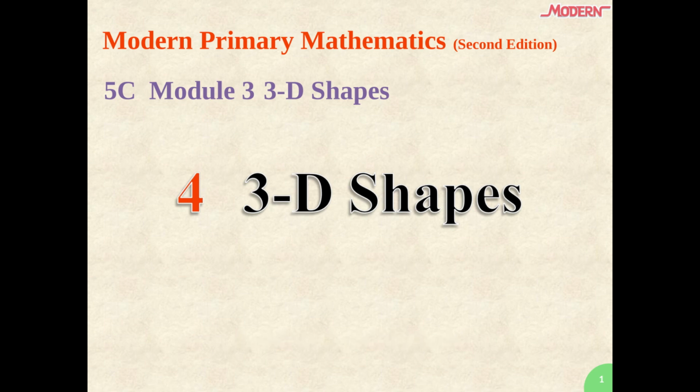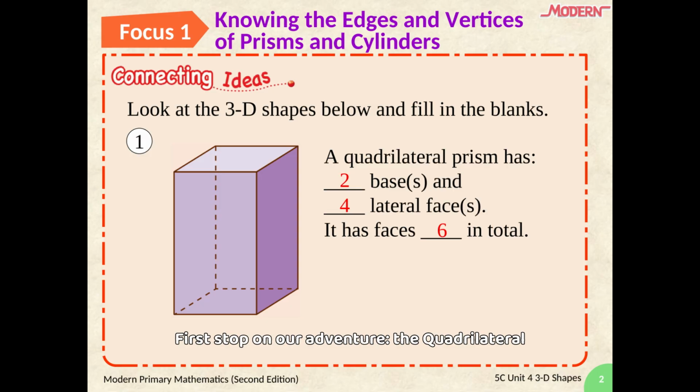Let's dive in. First stop on our adventure, the quadrilateral prism. Sounds fancy, right? But wait, don't let the big words scare you. Look at this shape. It's basically a box. But how do we understand it? Look at the top and the bottom. Those are the bases, like the crusts on a sandwich.